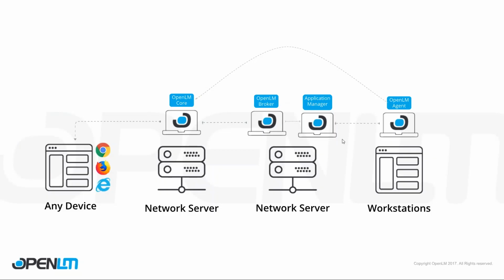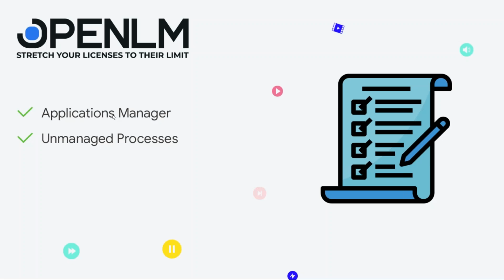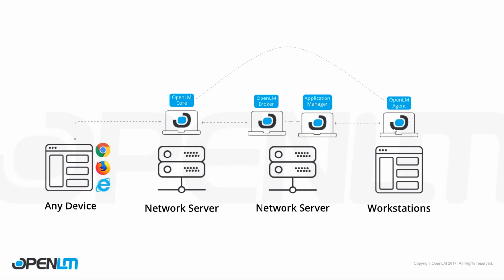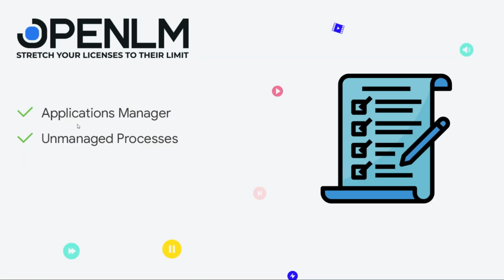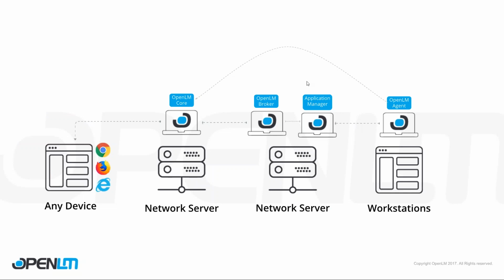So there are two ways to do this, with the Applications Manager or without the Applications Manager. The Openlm agent in this case has to be on the workstation no matter what. If it goes through the Applications Manager to get to the Openlm core, or it goes to the Openlm core directly, that depends on which extension you need. So the Applications Manager will, of course, utilize an Applications Manager sitting in a central server. And all the agents in all the workstations will transmit to the Applications Manager.